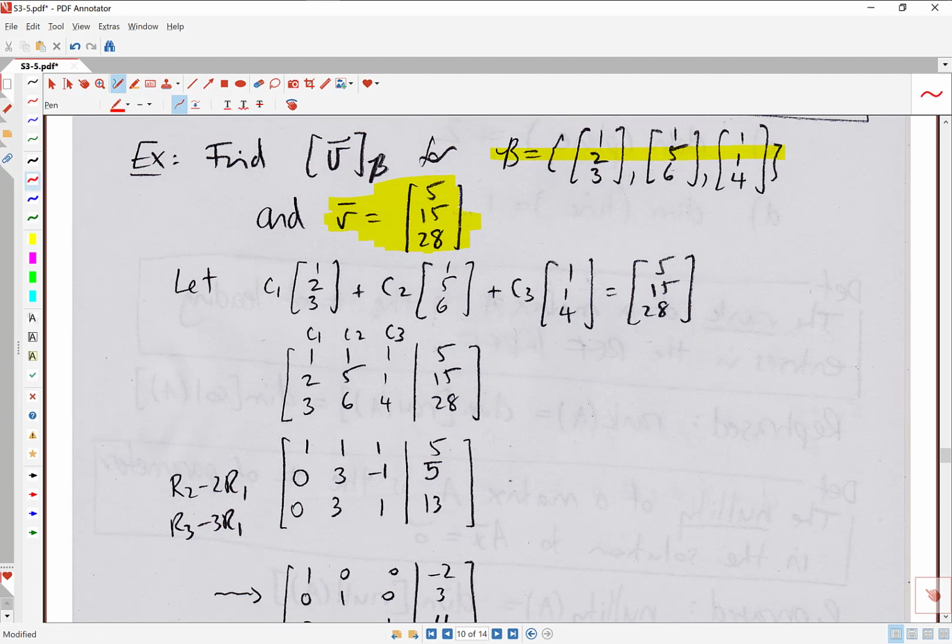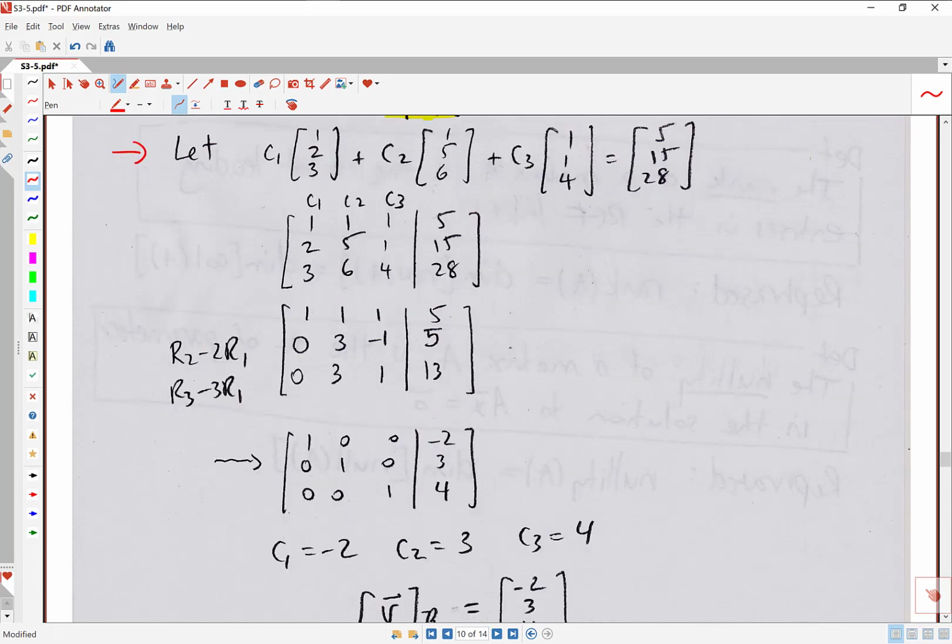You would set up a linear combination. So you would say let C1 times the first basis vector plus C2 times the second basis vector plus C3 times the third basis vector equal whatever vector you're trying to build. So put this into matrix form in the usual way.